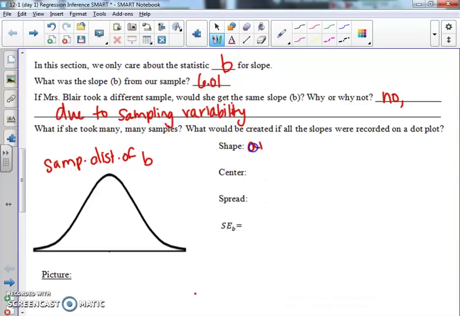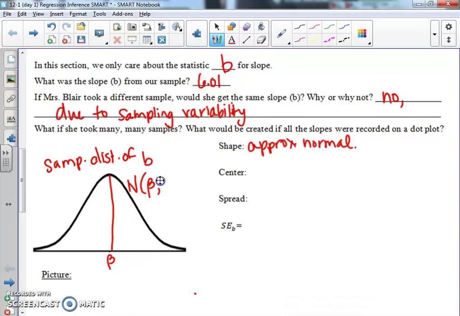Well, the shape would be approximately normal. And we'll get into the normal check, how we check for normality, later, but it would indeed be a normal sampling distribution. The center, well, where do you think it's going to be centered around? Hopefully you're thinking what we've used in the past, it's always centered around the true value. Well, that's the case here, beta. It's centered around the true slope. So if I put that up here, the true slope is your mean.